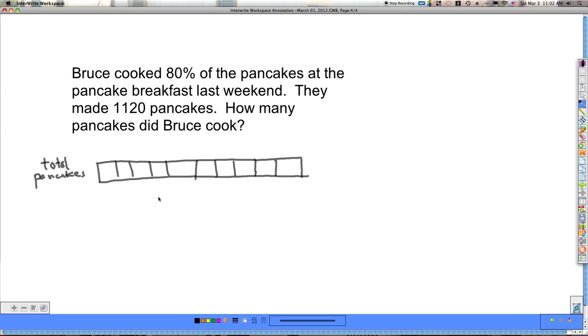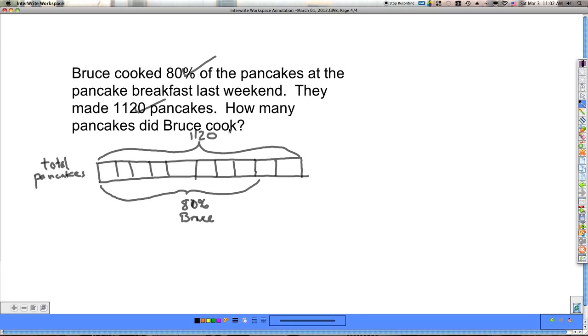And then Bruce cooked some of these. So he cooked how much? 80%. So we've got to find 8 units, and 2 units left. That should be right. So 80%, that's what Bruce cooked. All right, they made, so we got this on our bar model. They made 1,120 pancakes. Now that's how much they made altogether, so this time that's going to be all of this, 1,120.